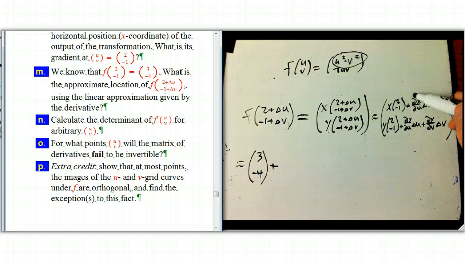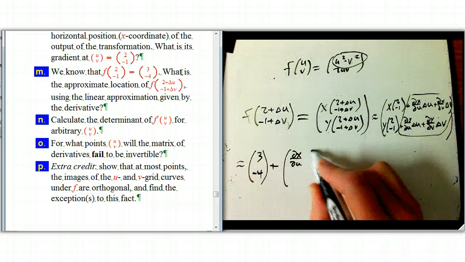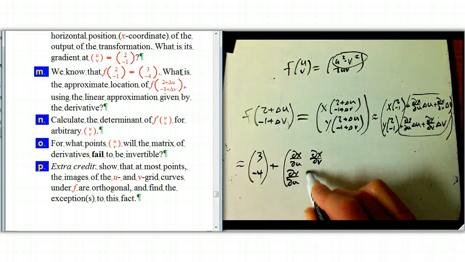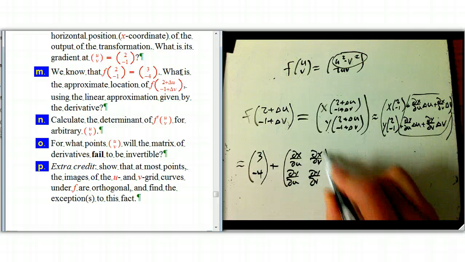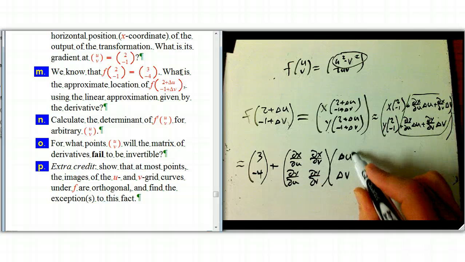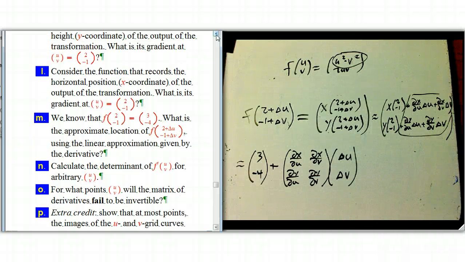Plus, and now look at this. Look at the rest of it. This is exactly matrix times vector. It's exactly the matrix of derivatives times the vector of the changes in u and v. This is very, very much like what I was doing. It's essentially the same thing.